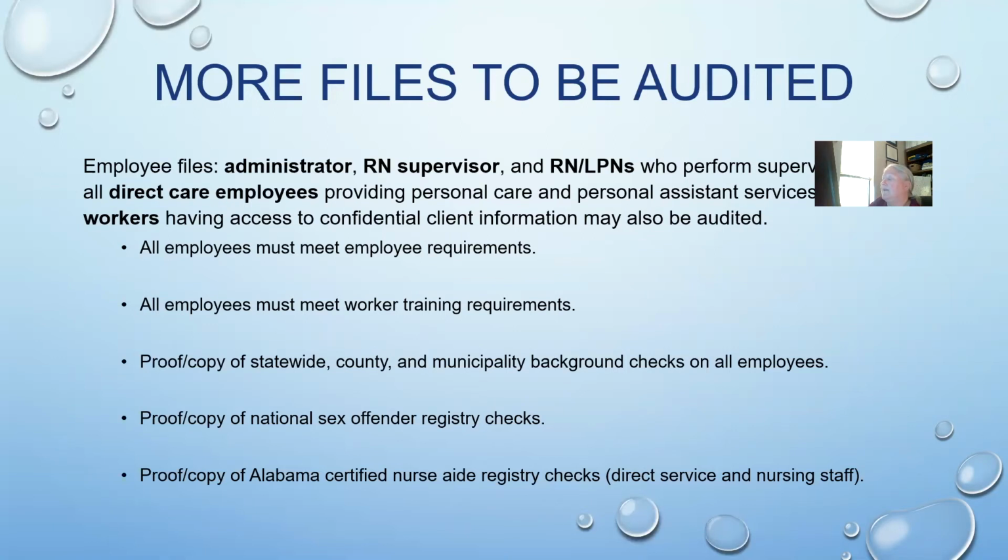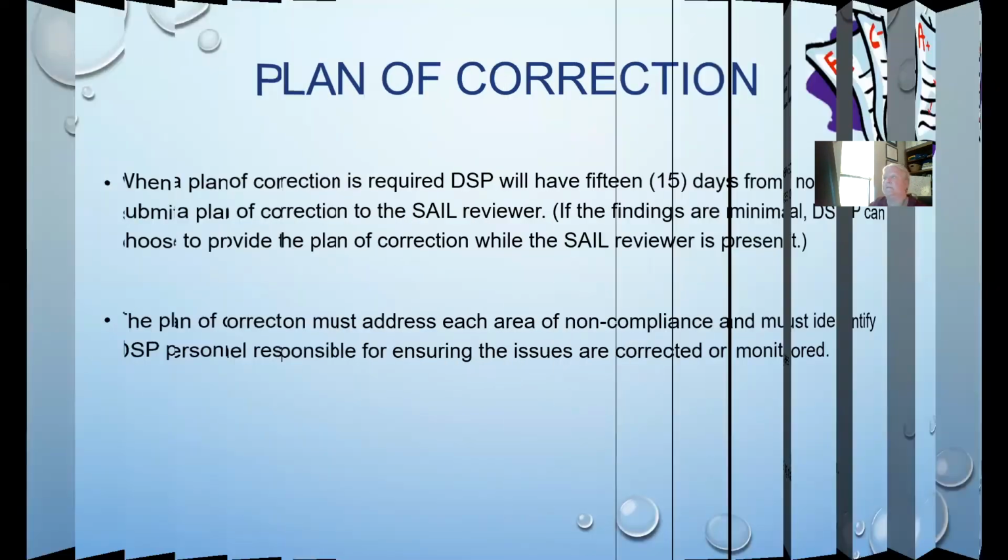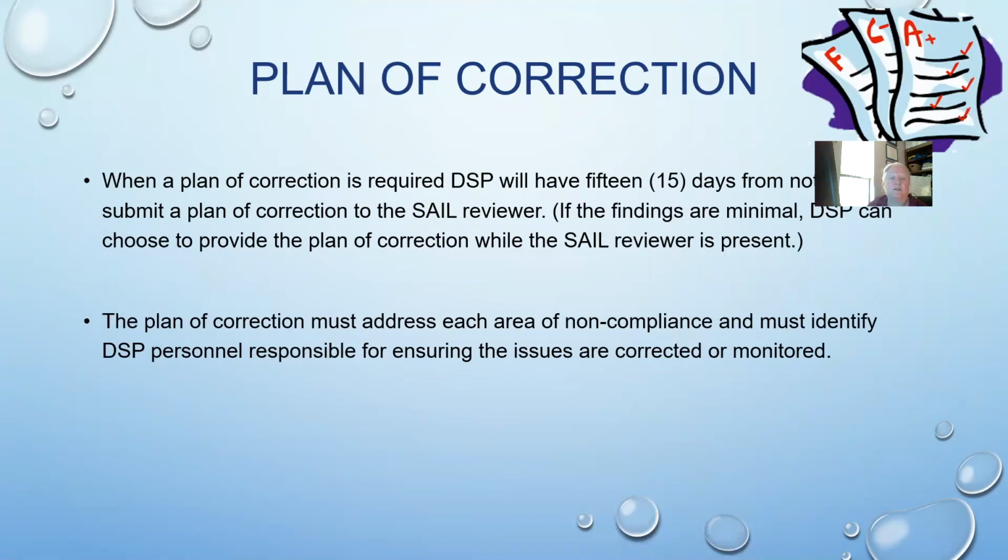Proof or copy of the Alabama Certified Nurse Aide Registry checks for direct service and nursing staff. When a plan of correction is required, the DSP will have 15 days from notification to submit a plan of correction to the sale reviewer. If the findings are minimal, the DSP can choose to provide the plan of correction while the sale reviewer is present. The plan of correction must address each area of noncompliance and must identify DSP personnel responsible for ensuring the issues are corrected or monitored.